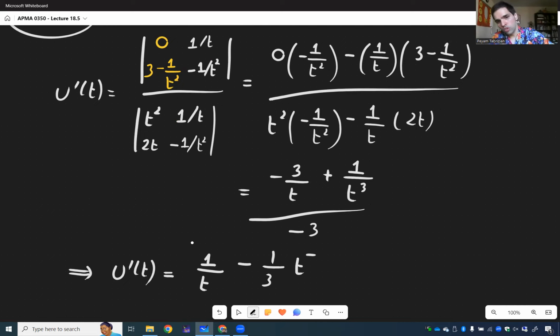Okay. That's one thing. And then for v prime of t, same thing. So the denominator is minus 3. And then for the numerator, you replace now the second column by 0 and 3 minus 1 over t squared. Bit easier here. So t squared and 2t, and then 0.